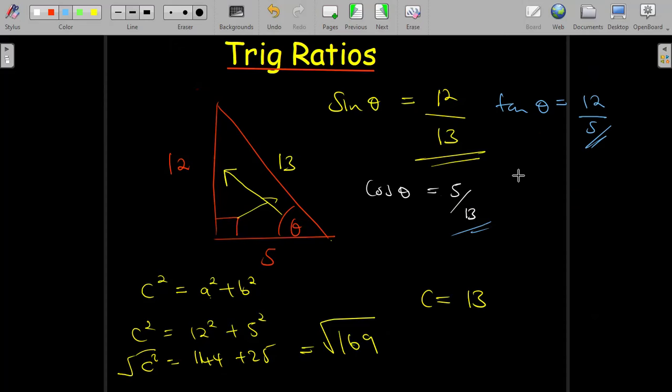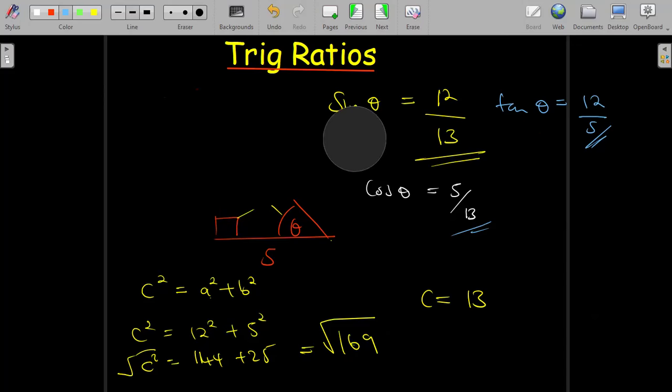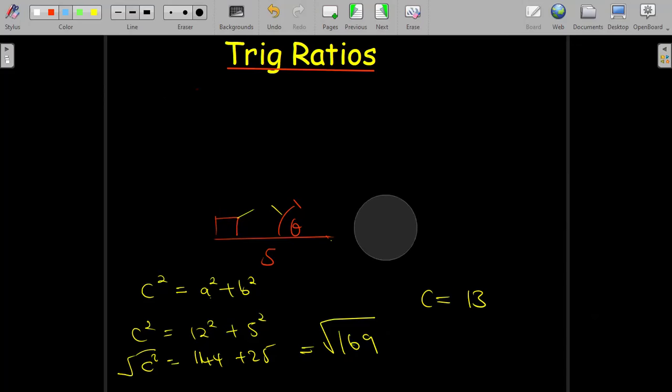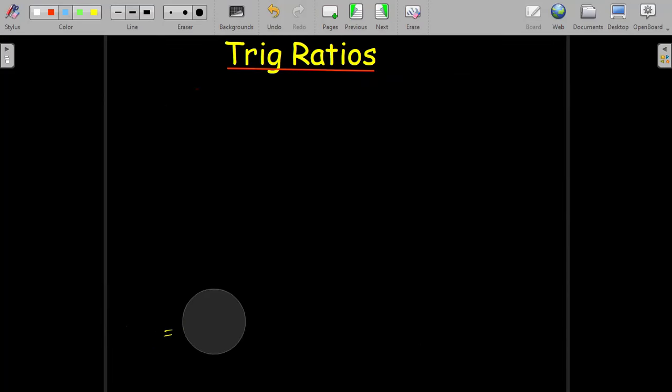Okay, so now let's say we are given another question. Let's say we have the question sine theta, and they have given us that this is equal to 8 over 17. Then they're telling us to find the value of the other ones.